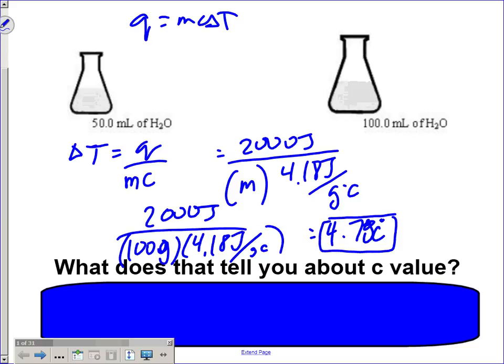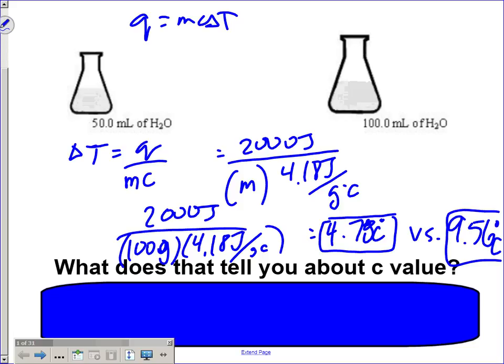And if you now have a 50 here, that's half of the mass, so it's going to be double the temperature change. So that's going to increase by what for the other one? So what is that? 9.56 degrees C. Okay, so you can look at that from a standpoint of multiple choice and think about how this could be formatted.